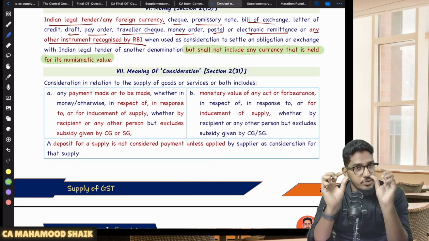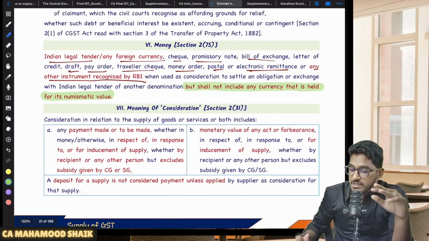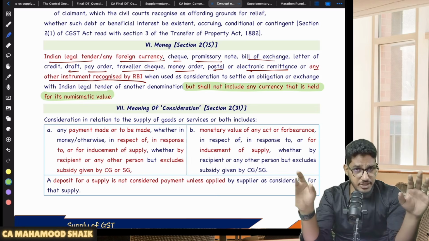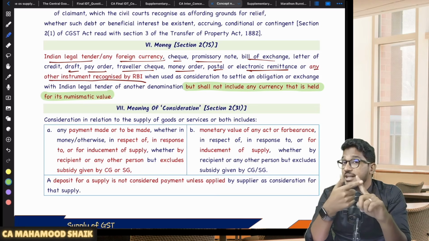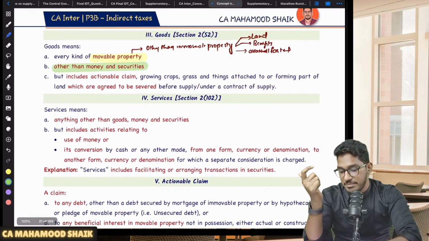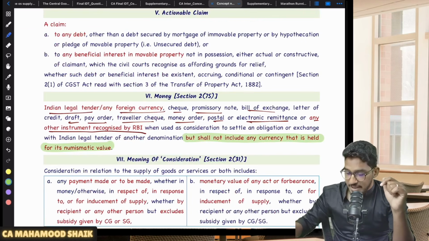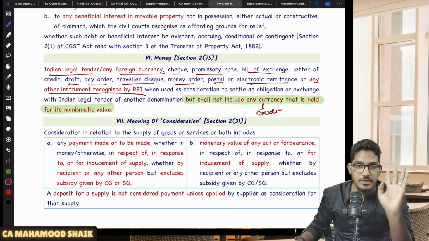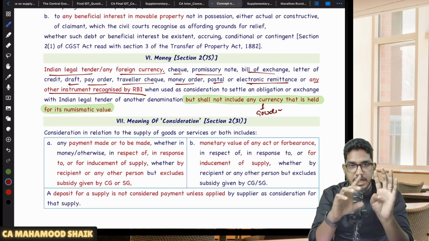So will that currency belonging to British rule, which I'm holding for its numismatic value, fall under the money definition? No. Why? Because they have specifically told that money shall not include any currency held for its numismatic value. So this currency is not falling under the money definition. If it is not falling under the money definition, can it fall under goods? Yes. Able to understand the logic here? They told that goods means other than money. If something is not money, that will fall under goods. So currency held for its numismatic value is not money, which means it could fall under the goods definition. Agreed? So what are we seeing now? We are understanding the meaning of the term goods. Goods means what? Every kind of movable property.